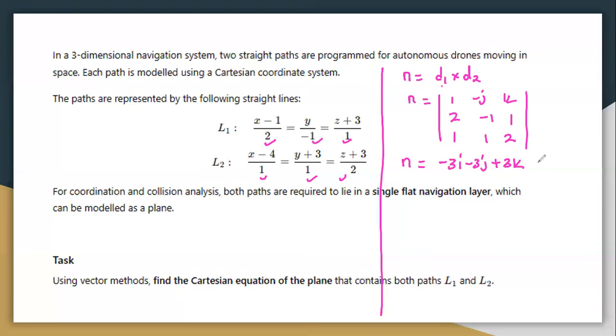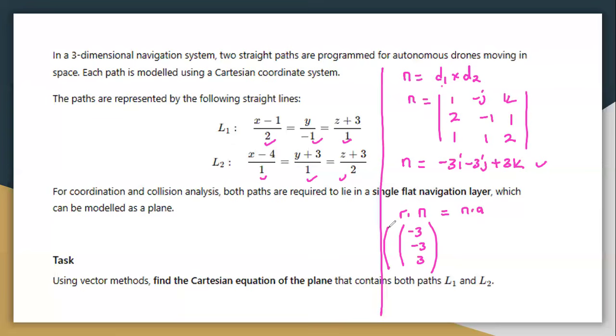Now we say that after getting your normal, then it is very okay for you to come and say r dot n is equal to a dot n. So our normal is negative 3, negative 3, and 3.